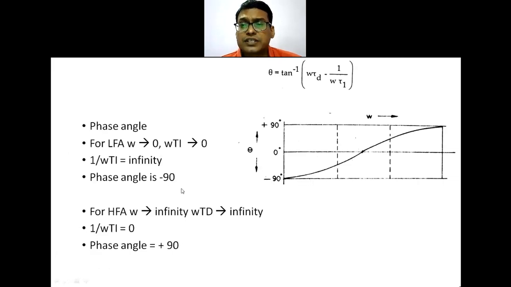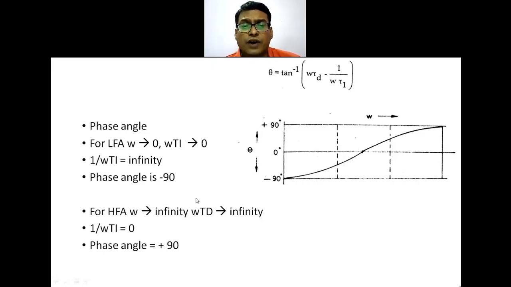The next is the phase angle. Phase angle for low frequency asymptote: omega tends towards 0, so omega tau I tends towards 0. So 1 upon omega tau I, that is infinity. So the phase angle is minus infinity.